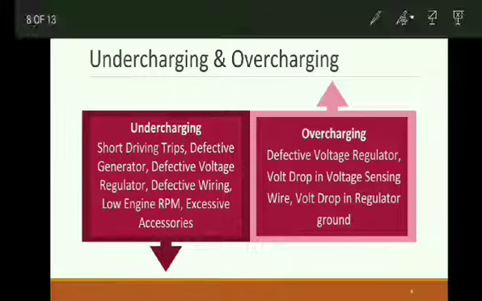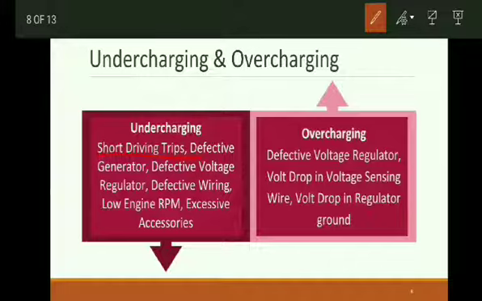So there are cases of undercharging and overcharging. We'll look at why there is undercharging, why the battery is not charging in the right span of time. There may be short driving trips, like we are only driving for 1 or 2 kilometers. Then the battery has to first regain speed, the battery starts charging, and as soon as the battery starts charging, you just shut down the engine.